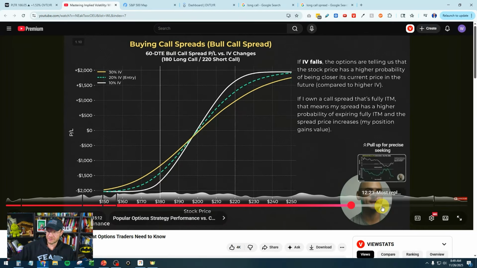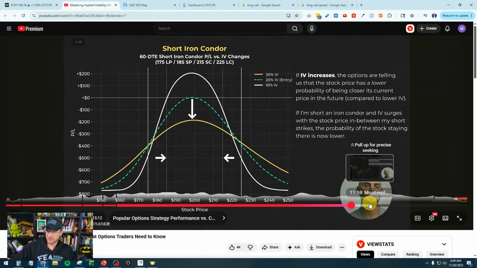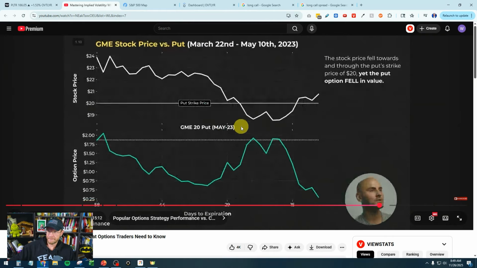Certainly don't want to talk about iron condors. F that noise. Don't you ever think about an iron condor. Let's see what else he's got.